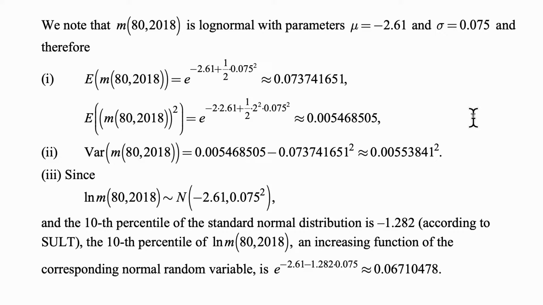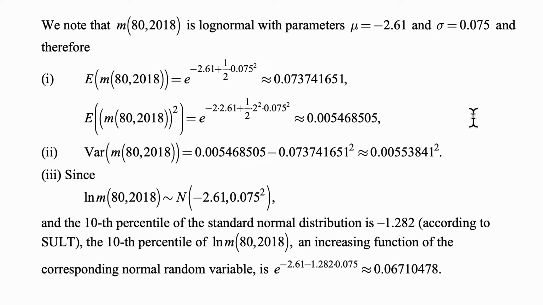The natural logarithm of M of 80 2018, therefore, is normal with mean negative 2.61 and 0.075 squared variance. And we have these parameters of M, but we ask the question now about the 10th percentile of the distribution. The 10th percentile of a standard normal distribution is negative 1.282, according to the standard normal table given on the test.